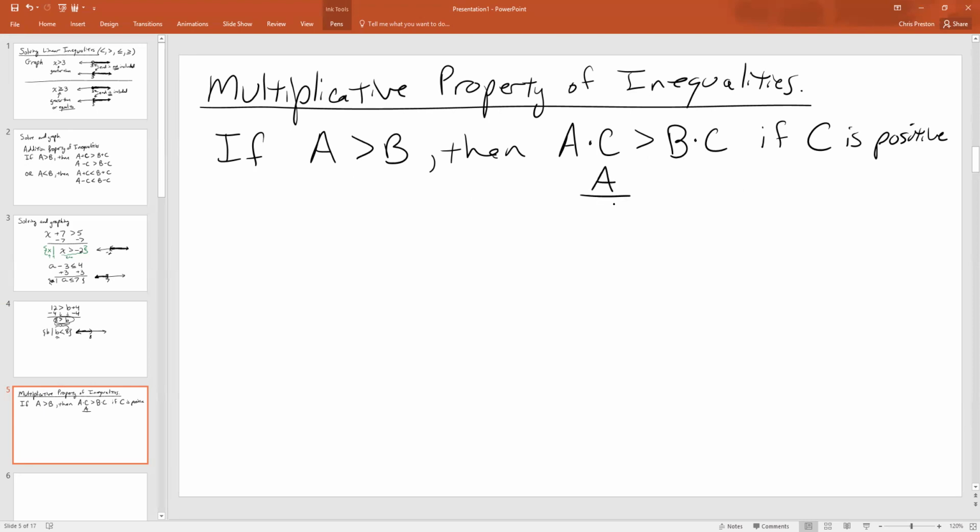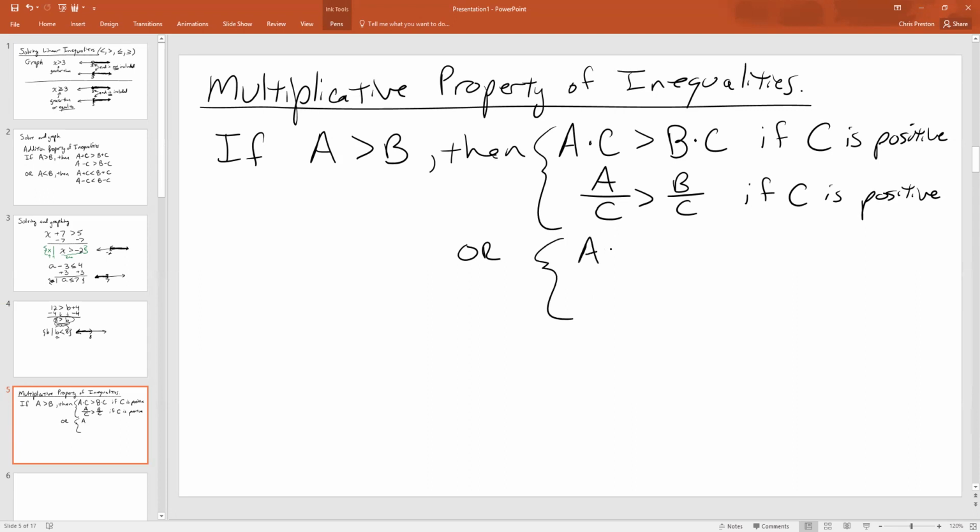Likewise, if you were to divide both sides by a number, again, you would have the same type of relationship if C is positive. And if it's positive, that means it's not zero. So I don't need to say you can't multiply both sides by zero. That's still true. Or, so these kind of go together, right? If you multiply both sides by C, this symbol will change if C is negative. Again, if you divide both sides by a negative, that's also changed.